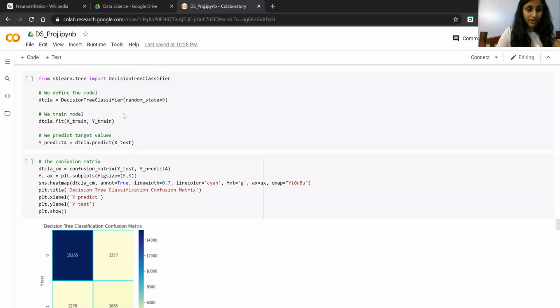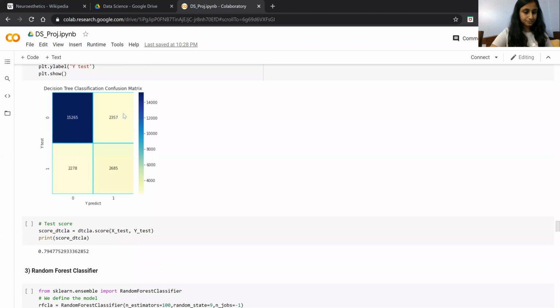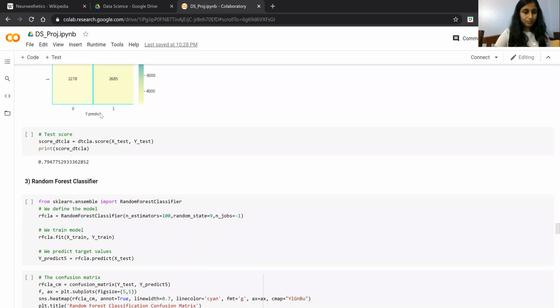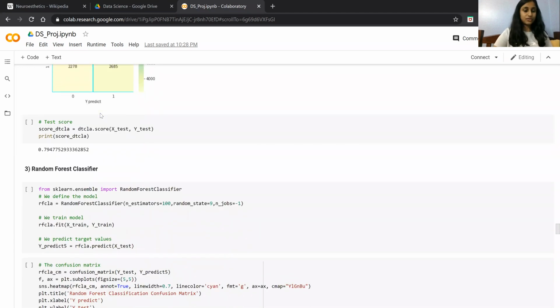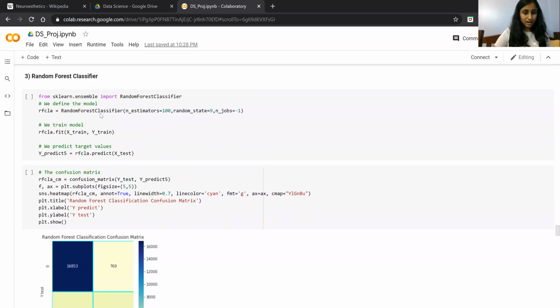Next is the decision tree classifier. We've trained the model and predicted the values. Next we've plotted a confusion matrix. As you can see, the number of true positives is 2,685. The number of false positives is 2,357. Again, we printed the test score being 0.7947, that is 79.47%.